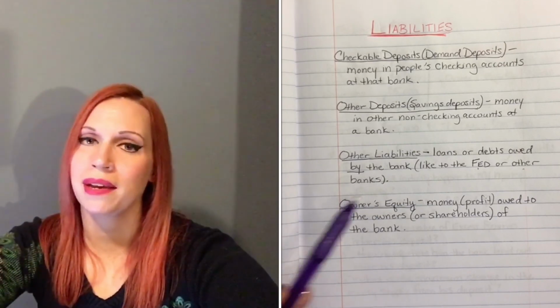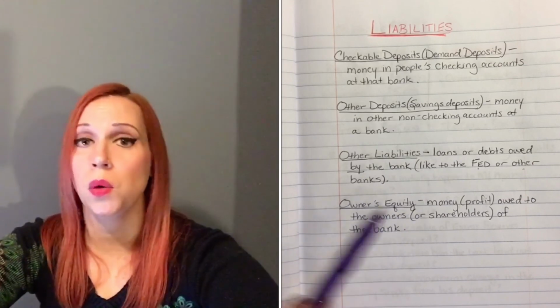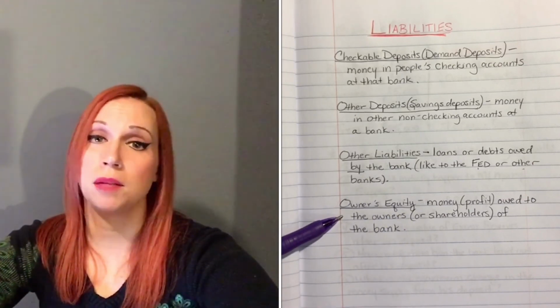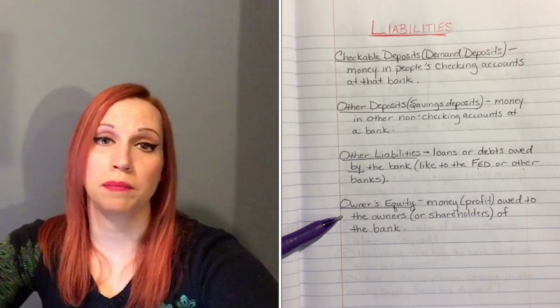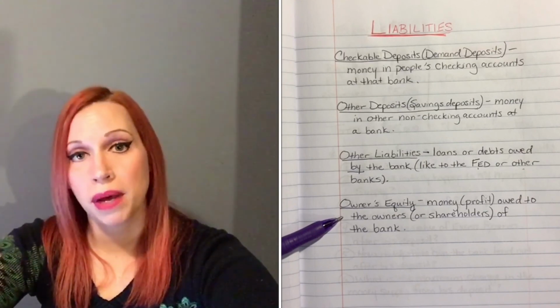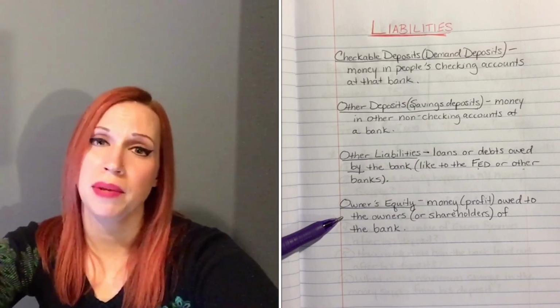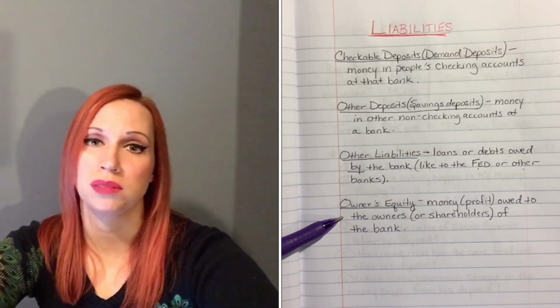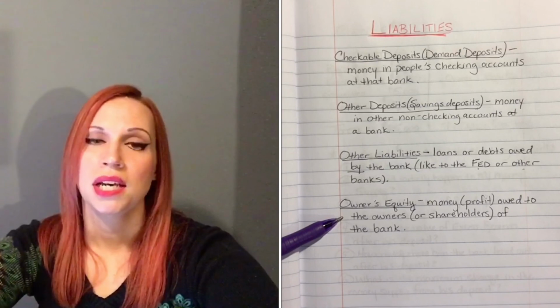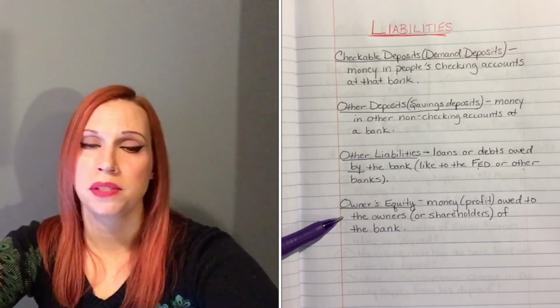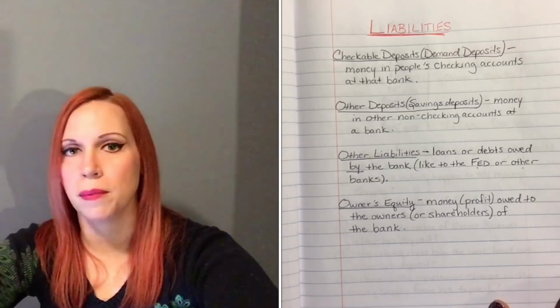The last one that you might occasionally see under liabilities is owner equity. Sometimes maybe there's a little bit of profit that's going to go towards the owner of the bank, or if the bank is owned by different shareholders, then maybe you have to pay some profits to them, or maybe you have to pay some dividends to the shareholders of the bank. Occasionally. Again, though, that's just going to represent money that's going to be going out of the bank.